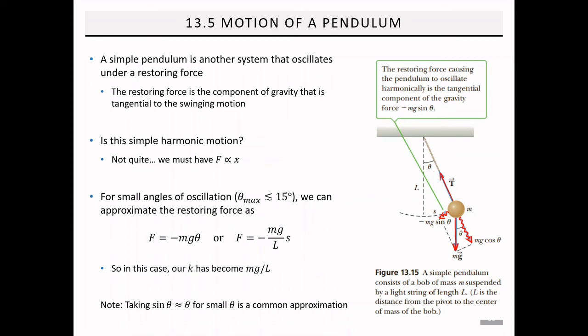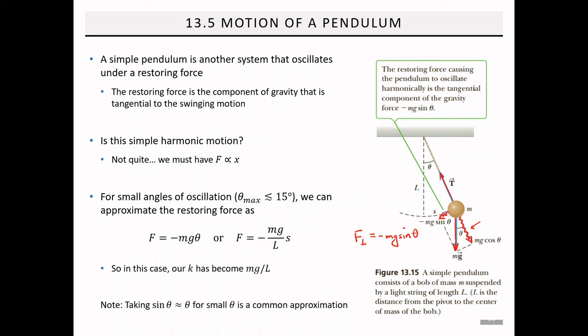Now, the component that is parallel to the tension force, the one on the right, does nothing for the motion of the pendulum. The force of gravity that's perpendicular to the tension force, that's the component that's actually causing the pendulum to swing back and forth. So the perpendicular component of the force, minus mg sine theta, is the force that's actually causing the motion.